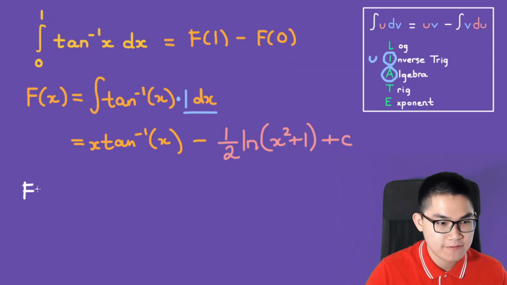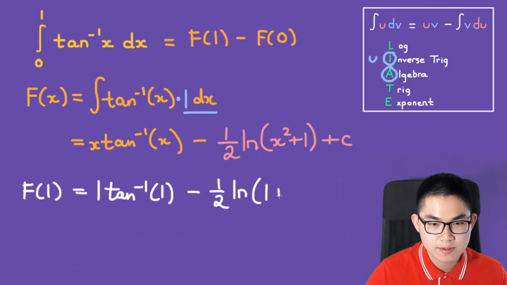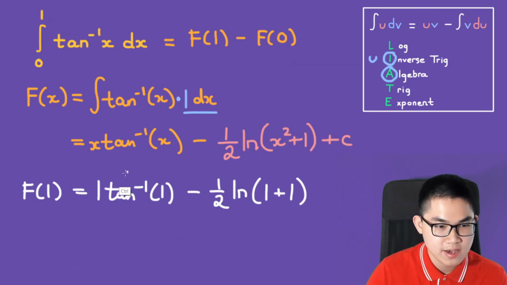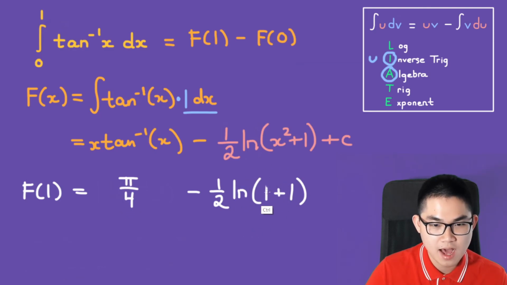So what is f of 1? We just need to substitute x with 1. So we have 1 times arctan of 1 minus 1 over 2 times the ln of 1 squared, which is 1, plus 1. So what is the arctan of 1? Well, that's going to be pi over 4. So pi over 4 times 1 is just pi over 4. And over here, we simply have ln of 2.